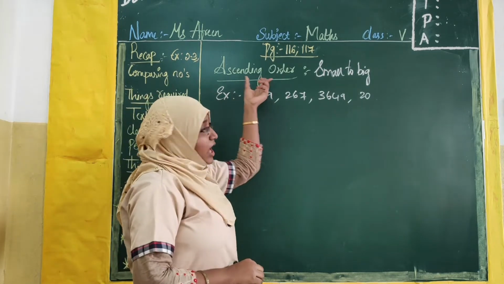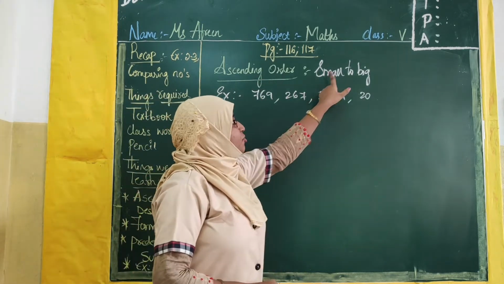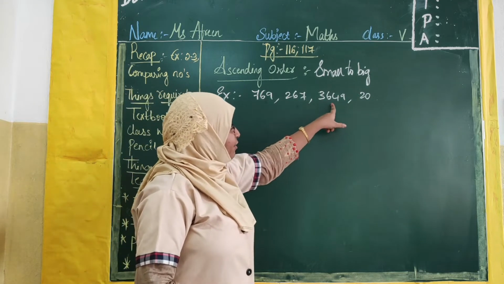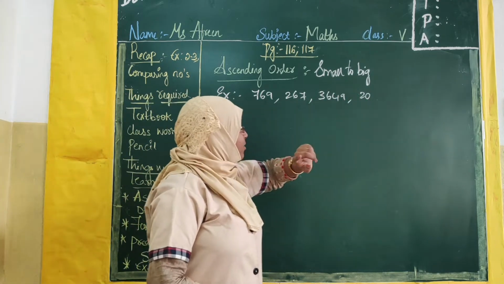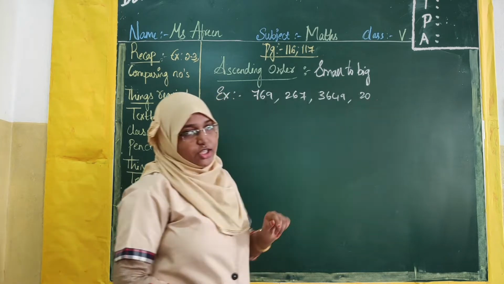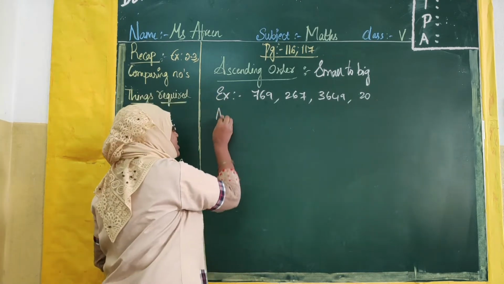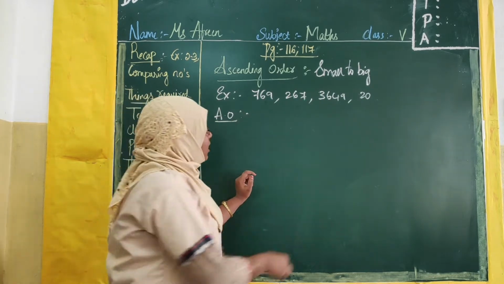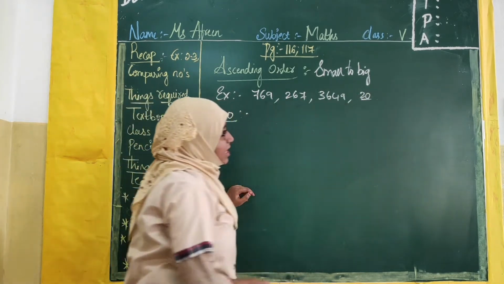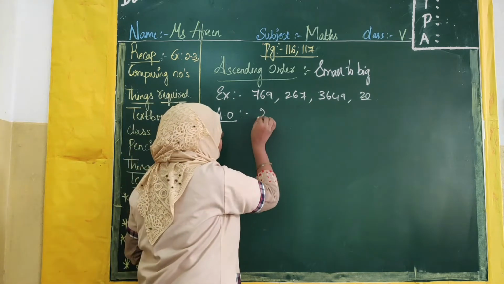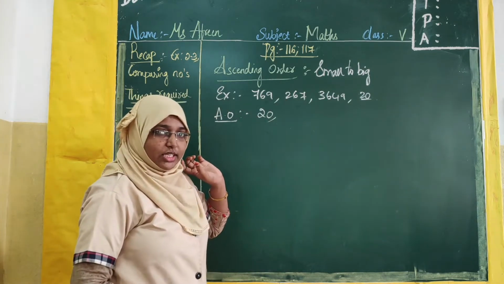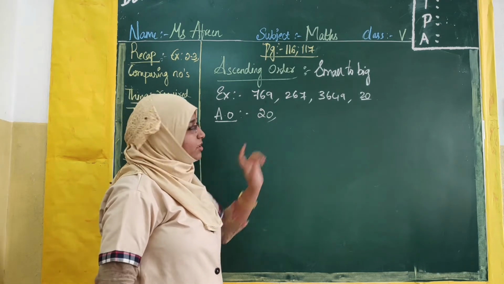What is ascending order? Arrangement of numbers from small to big. Now if you see, this is a 3-digit number, a 3-digit number, a 4-digit number, and a 2-digit number. This 2-digit number is the smallest number. Let us represent ascending order as AO. Now from small, it is having 2 digits, so first we will write 20. Now if you see, these two have the same number of digits, that is 3 and 3 digits.